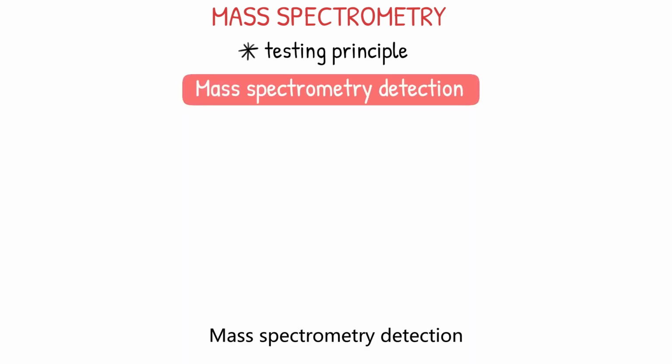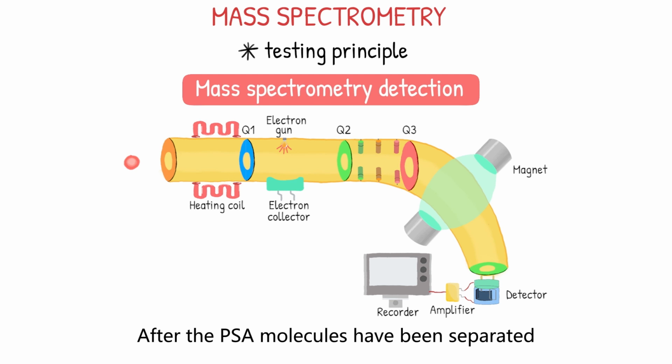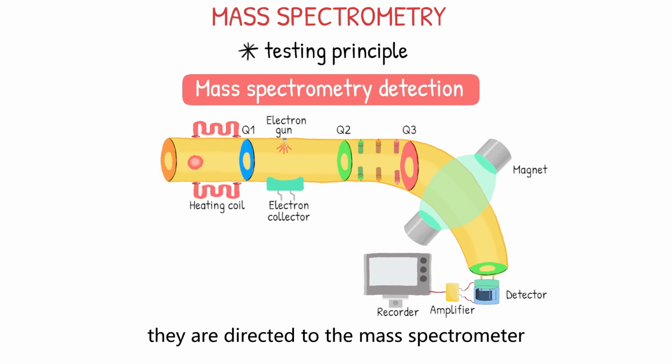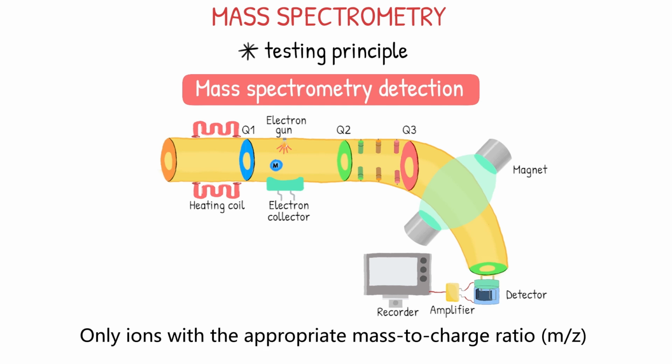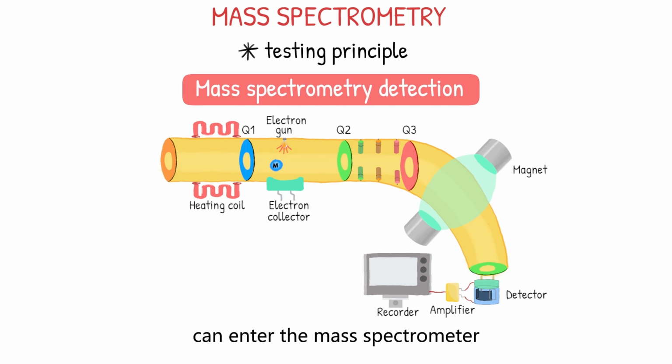Third is mass spectrometry detection. After the PSA molecules have been separated, they are directed to the mass spectrometer. The sample is sprayed into the ion source using an electrospray needle, transforming it into tiny droplets. Under high voltage, these droplets become highly charged. Only ions with the appropriate mass-to-charge ratio, or m/z, can enter the mass spectrometer.